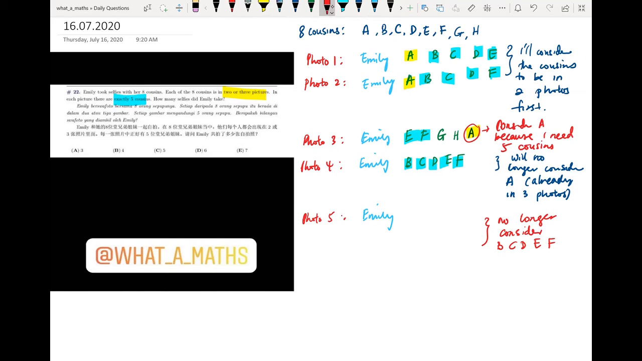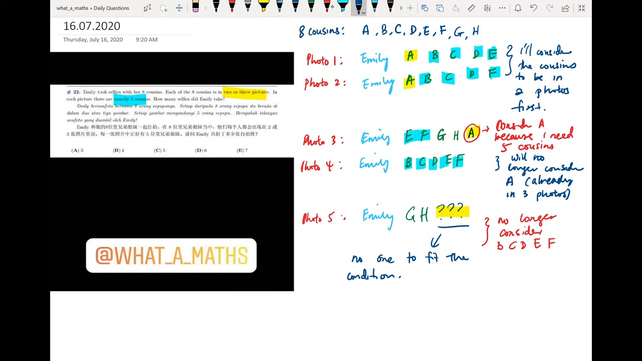So now what I'm left with, Emily will still be in the photos, and I'm left with G and H. However, each photo needs 5 cousins. So I need 3 more people over here. But then there is no one to fit the condition. The condition that I need 5 people, and also the condition that each cousin can only appear 2 or 3 times in the photos.